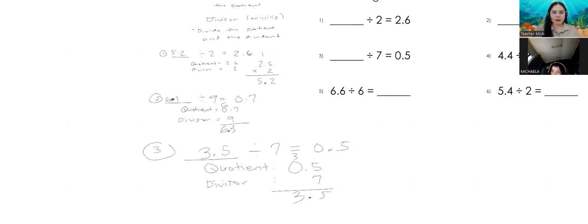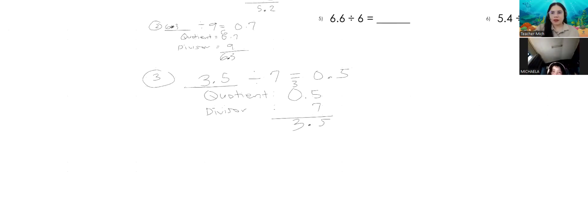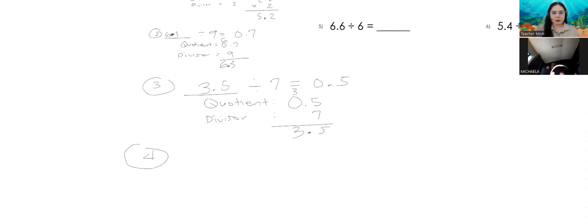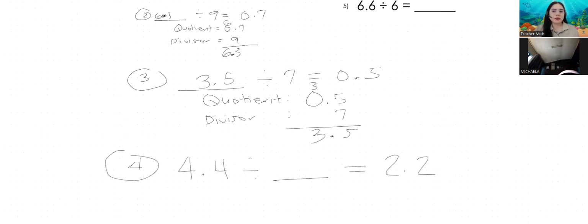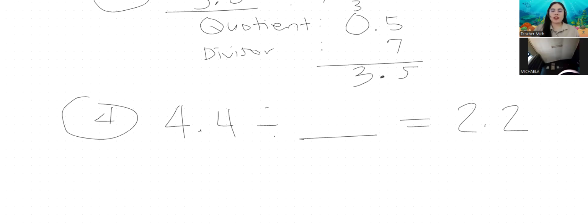So in number 4, Micaela, we have this given: 4.4 divided by blank is equal to 2.2. Now, Micaela, my question is, what is the missing term? Is it the dividend, the divisor, or the quotient?